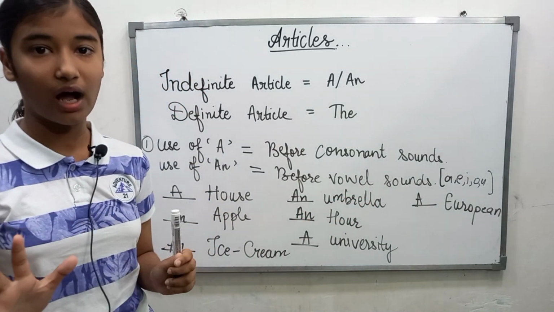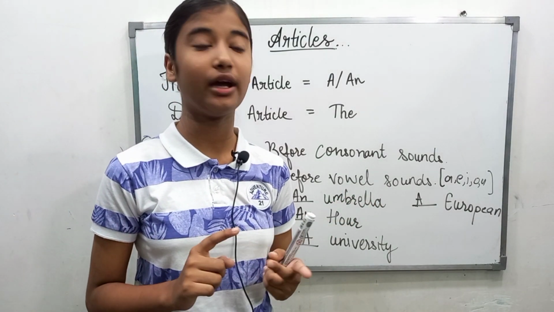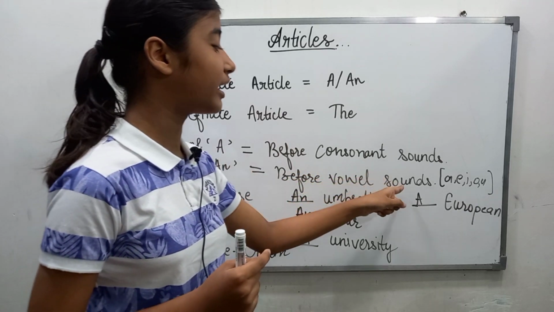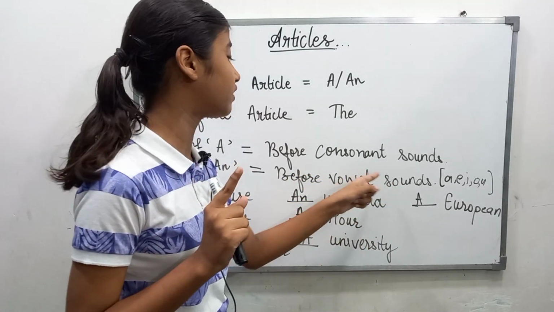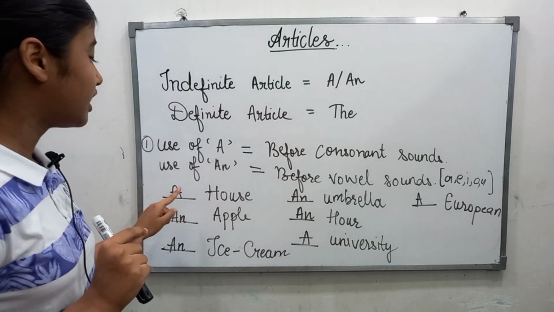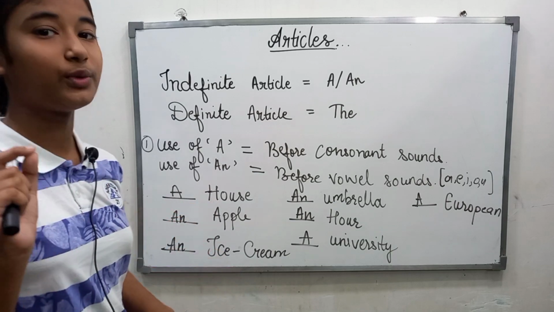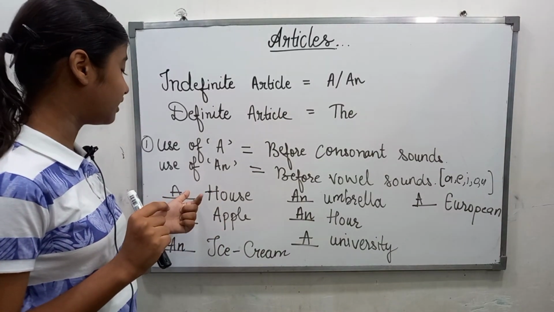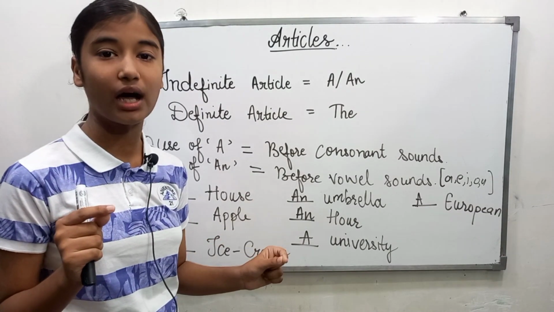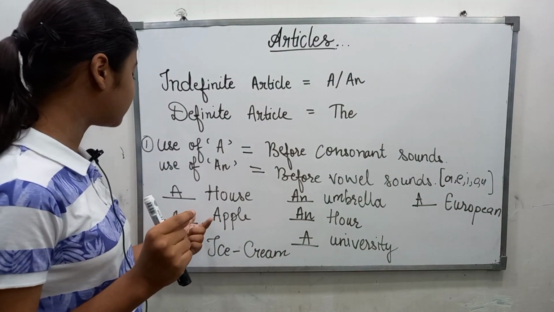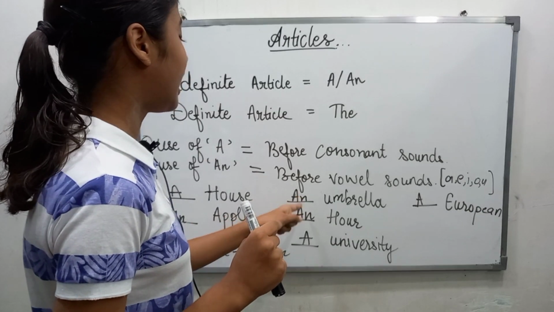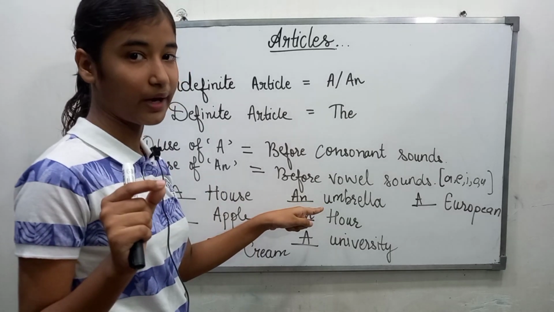Like we have got 5 vowels in English: A, E, I, O, and U. Then here, we are going to be using an. And remember, again with the sounds, only if we have got the vowel sounds. Like in the following examples, dash house. Now we have got the consonant sound, which is h. Then we are going to put a house. An apple. The sound is apple, which is a vowel sound. Then we are going to put an apple. An ice cream. And here, an umbrella, because the sound is umbrella.